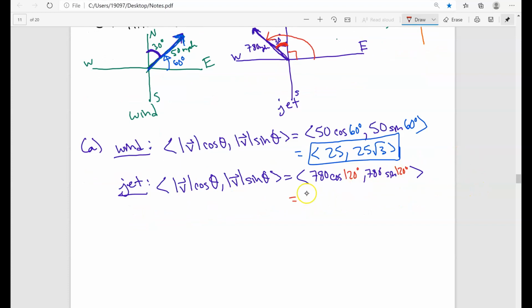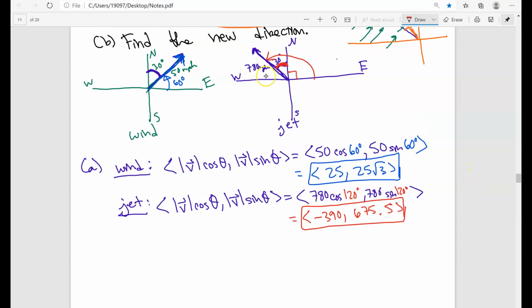So when we find the vector, this is going to be negative 390. And this is going to be about 675.5. Okay, so this vector is for the jet, and you can see that that makes sense because you're going in the negative direction this way. That's why this is negative, and then positive in the y direction. So you can see that.